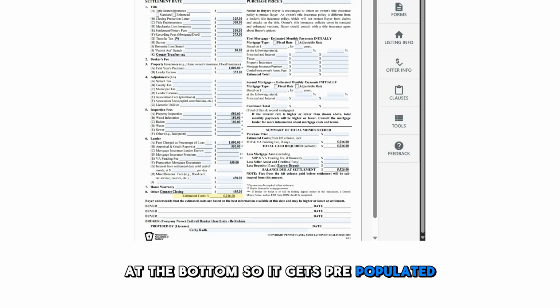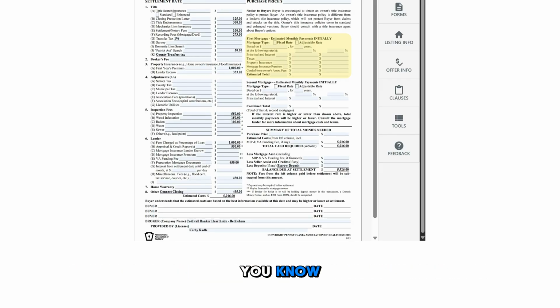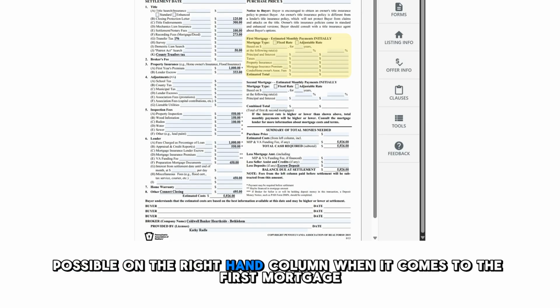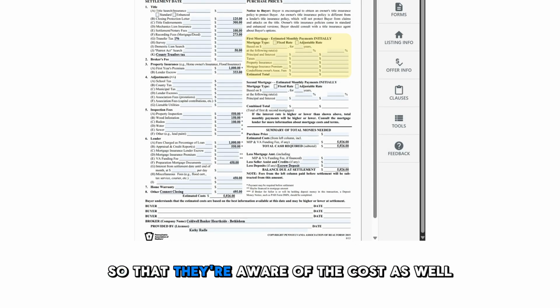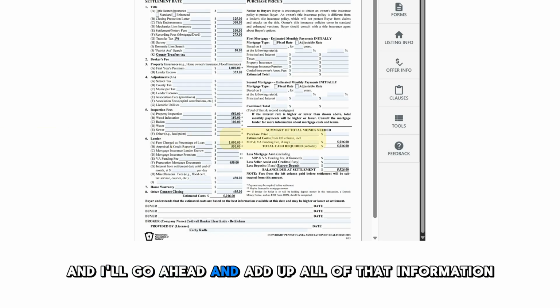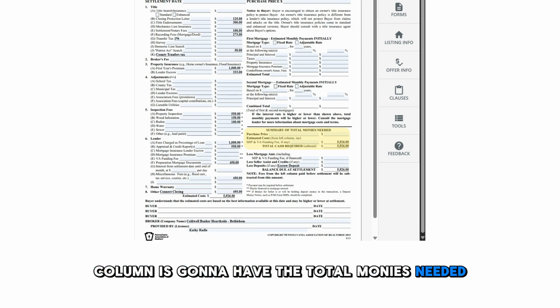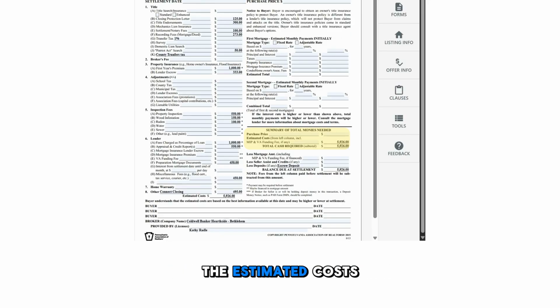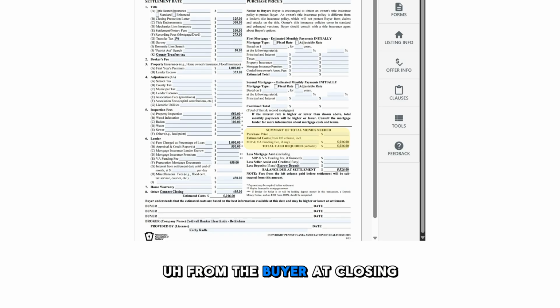So it gets pre-populated. If the buyer is taking out a mortgage, it would be wise to fill out as much information as you know on the right-hand column when it comes to the first mortgage, the estimated monthly payments, so that they're aware of the cost as well. And that'll go ahead and add up all of that information. The bottom portion of that right-hand column is going to have the total monies needed based on the purchase price and the estimated costs, and it's going to add up to determine how much cash is going to be required from the buyer at closing.